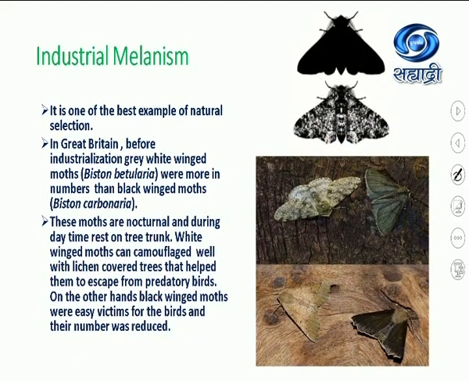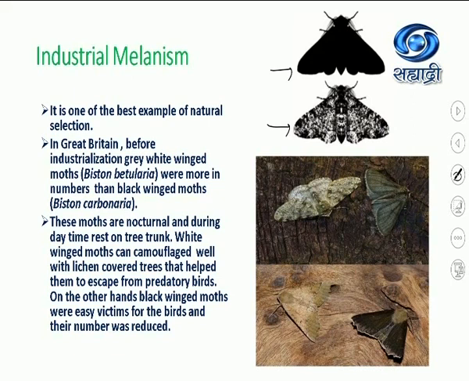So look at this picture. We are talking about Britain. In Britain, industrialization had not yet begun, and there were 2 types of moths, a grey-white wing moth which was called Biston betularia, which was greyish-white in color. And the other moth was the black-winged moth, Biston carbonaria. Now Britain, no industrialization, very fresh environment, no pollution at all.